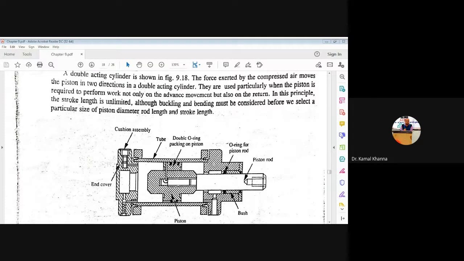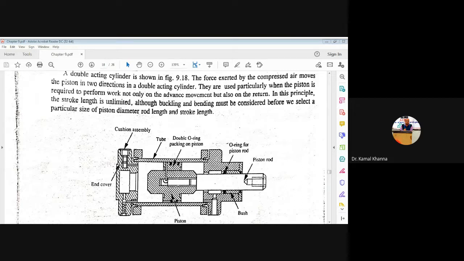So these are particularly used when the piston is required to perform work not only on the advance movement but also on the return movement. That is, we are getting the delivery stroke in the forward direction of the piston, as well as in the backward motion of the piston also. So you can see the stroke length is unlimited in this case.